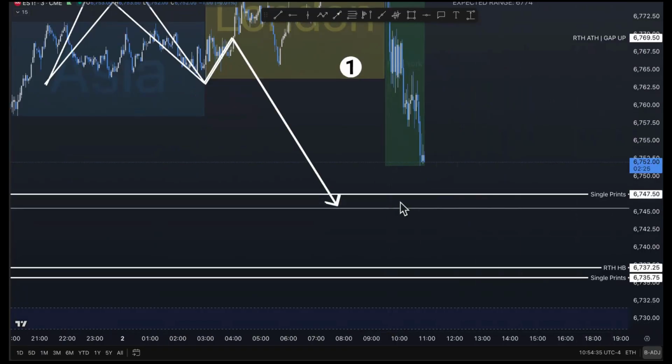If you had that 82 short or you took the other short, this is a great place to take profit in front of that level. One might even say just do it at the single prints.